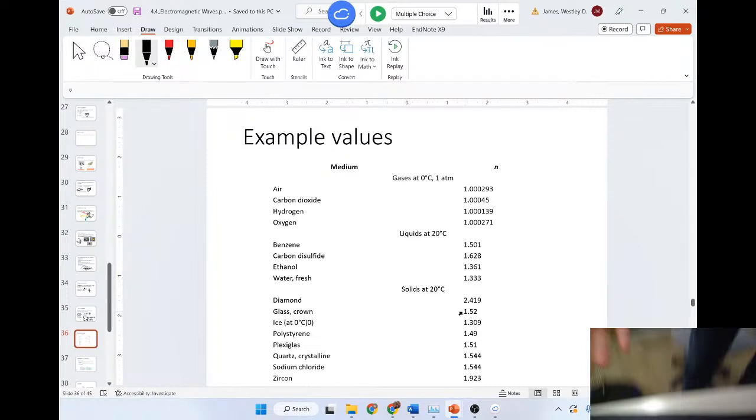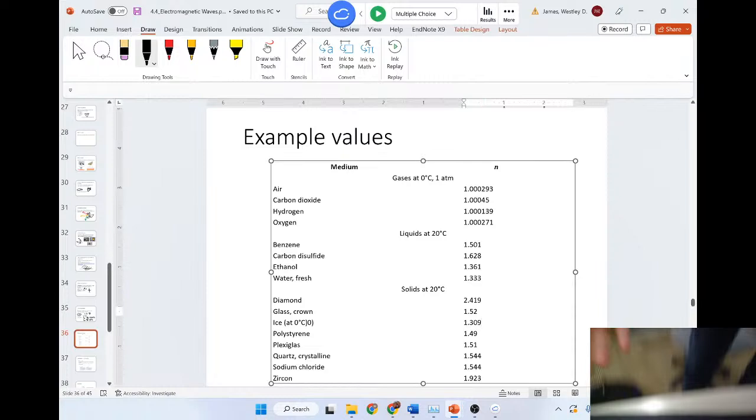When you get to the solids, all the solids are bigger. Diamond is quite dense, and it also has to do with the crystalline structure. It's not just density. There's a little bit more involved. But that's a general kind of rule of thumb. But you do see an interesting thing here where ice has a lower index of refraction than water, meaning light travels faster in ice than it does in water because ice is less dense than water, so you do get to see that there, which is kind of cool.